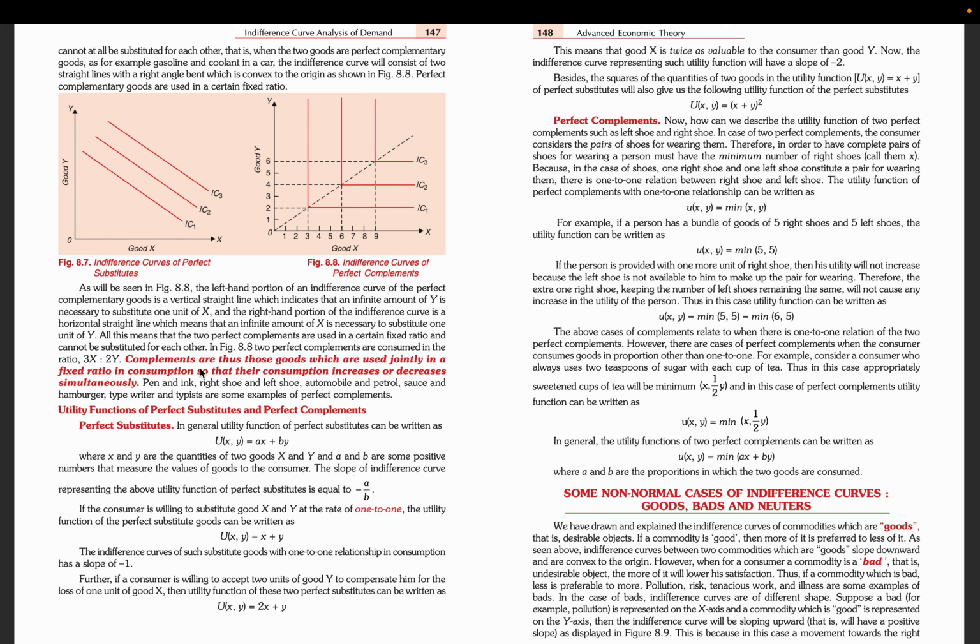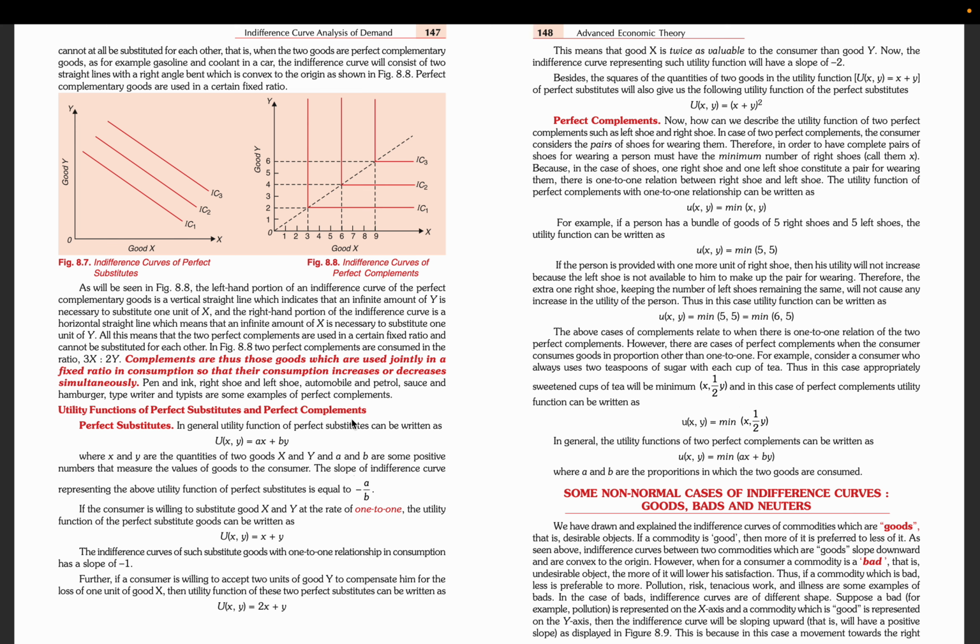Complements are thus those goods which are used jointly in a fixed ratio in consumption, so that the consumption increases or decreases simultaneously. Pen and ink, right shoe and left shoe, automobile and petrol. So all of these things will be substituted one for one. So the point will be like this.